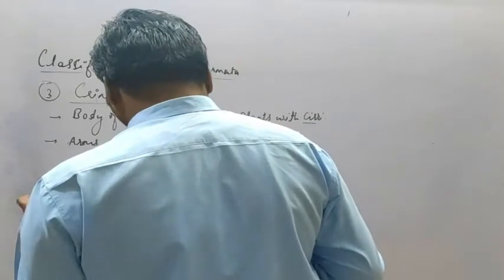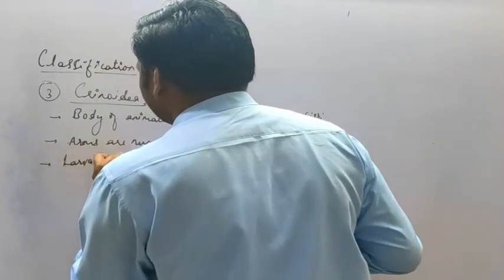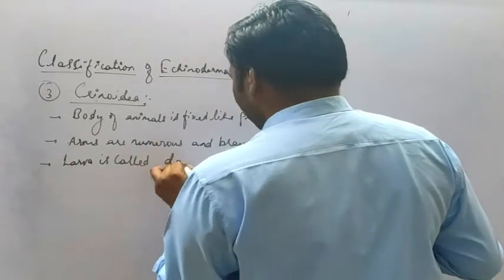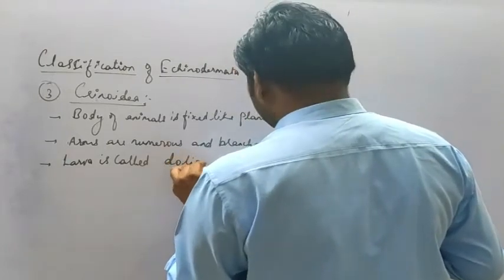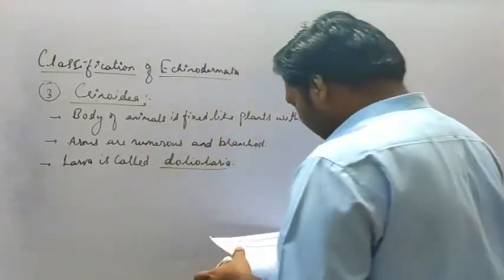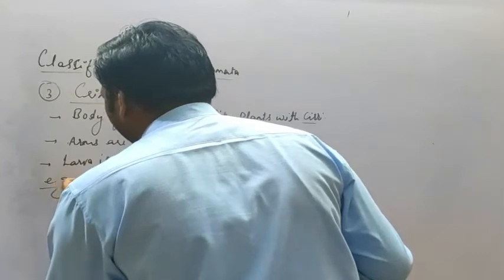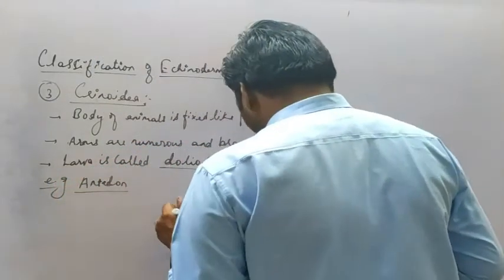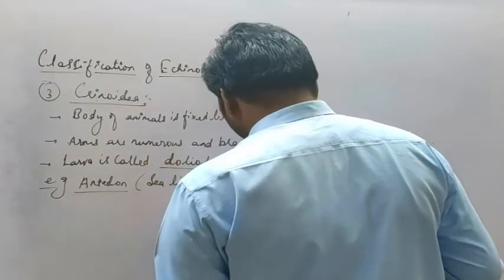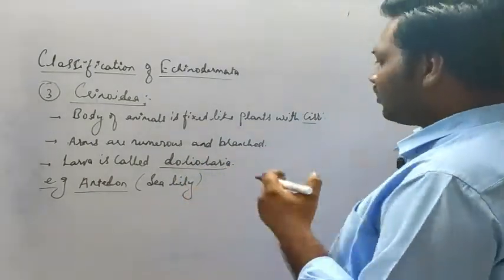The next, the larva is called Doliolaria. Okay, that is the name of the larva. And the example is Antedon, which is commonly referred to as sea lily. On the surface of the sea lily, we can see the formation of spines.